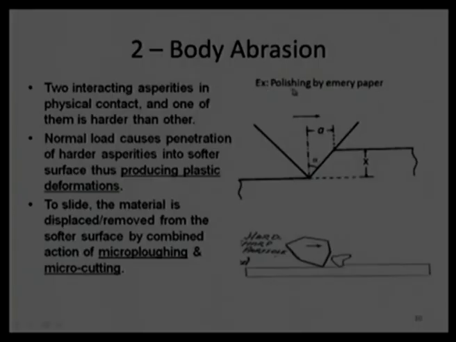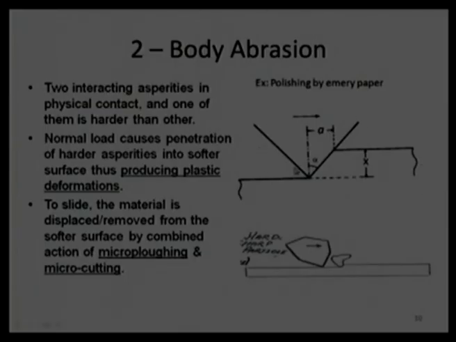The example is given as polishing by emery paper. You must have seen a number of manufacturing operations where the final finish is given by polishing paper, or we call it emery paper, which has a grid, which has abrasive particles, and they are machining the surface or giving the final finish to that, but that is desirable. Here what we are talking about is undesirable, which should be avoided.